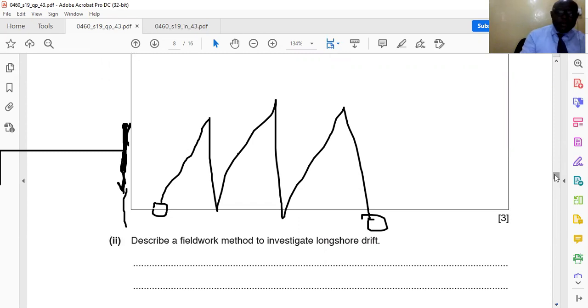Okay, describe a fieldwork method to show the longshore drift. They want us to do a project, a kind of how it will be done. Yes, you can paint your stones. You can paint them in different colors so that when they are moving, you can check them. So paint some pebbles, put them at the post, then monitor their movement.